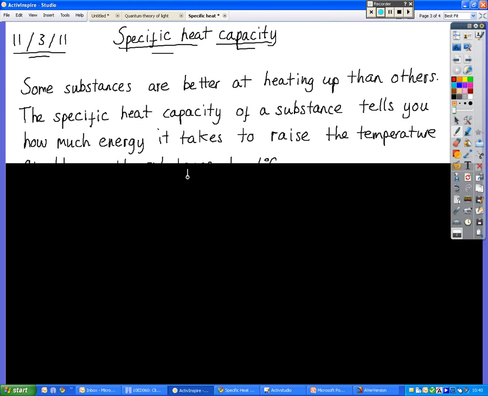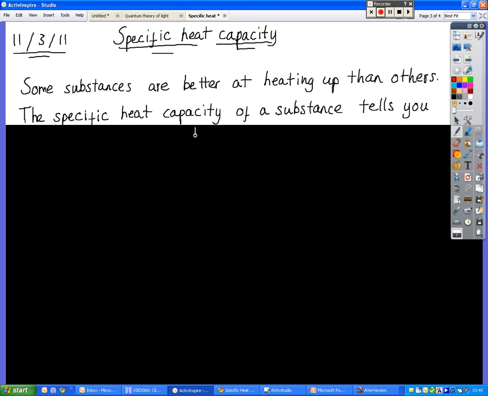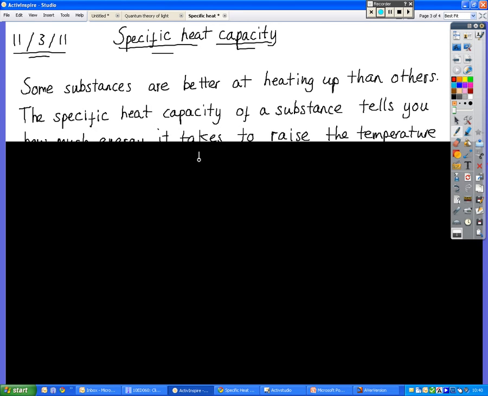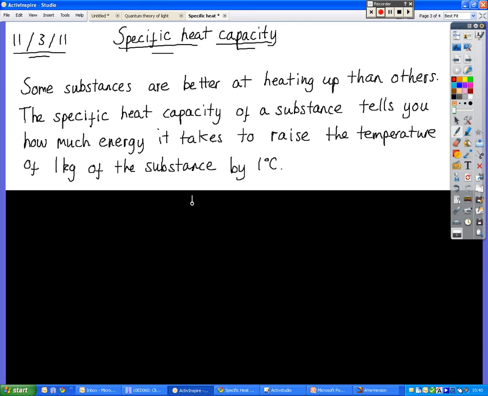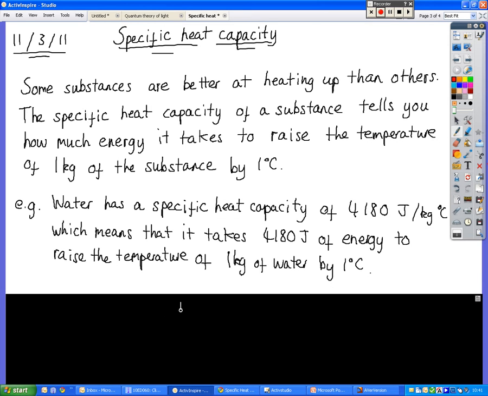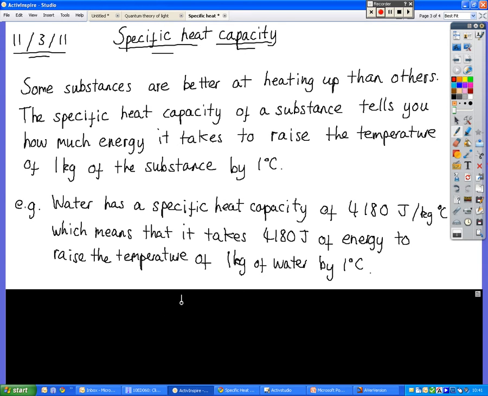The reason for that is that each different substance has something called specific heat capacity. And what specific heat capacity tells you, I suppose in simple terms, is how well it heats up. But in scientific terms, it tells you how much energy it takes to raise the temperature of 1 kilogram of that substance by 1 degree Celsius. So for example, water is given with a specific heat capacity of 4,180 joules per kilogram degree Celsius. That means that it takes 4,180 joules of energy to change 1 kilogram of water by 1 degree Celsius.